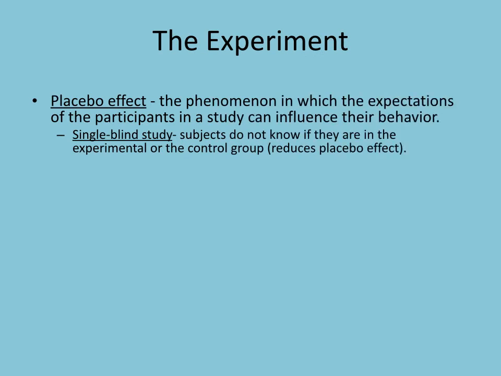Now, when we talk about experiments, there is a major component called the placebo group. The placebo effect is the phenomenon in which expectations of the participants can affect the results. So, for instance, if I was giving you a weight loss drug and it's really a placebo, a sugar pill, and before you start taking it, I'm telling you you're going to lose like 20 pounds. It's going to be amazing.